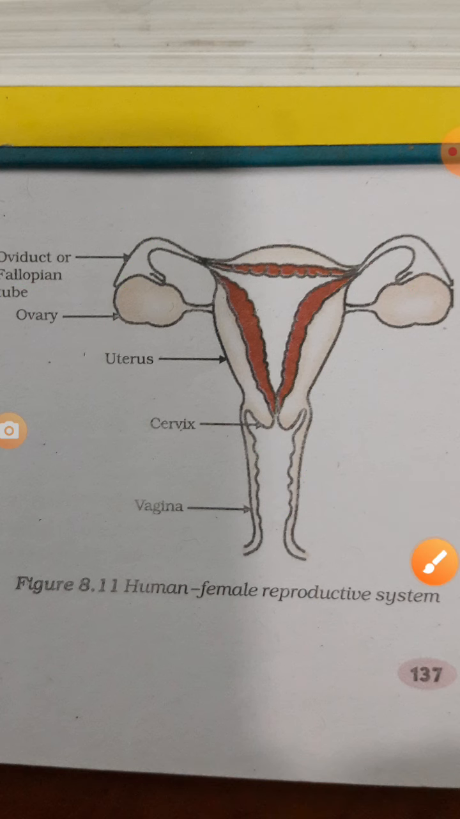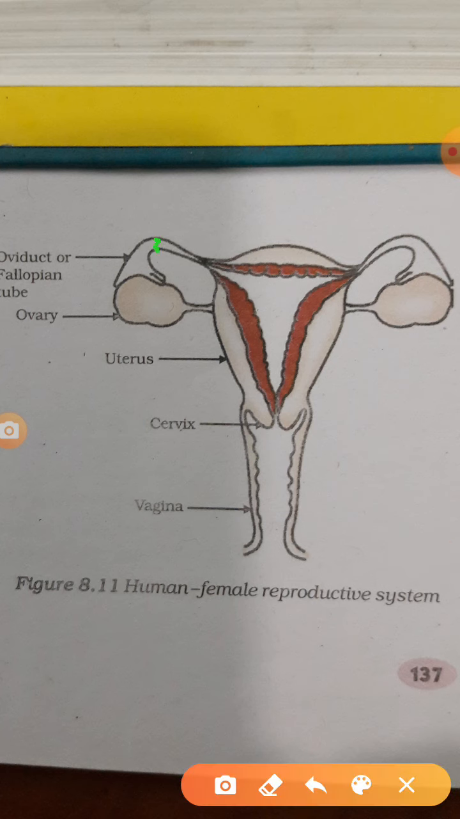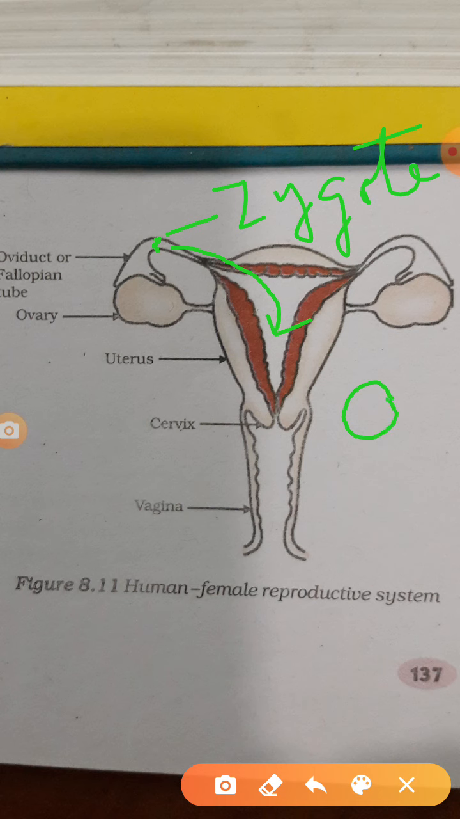After fertilization is over, the fertilized egg is now called zygote. This zygote starts traveling towards the uterus. While traveling towards the uterus, it undergoes development. The single-celled zygote, suppose this is the zygote, divides into 2, then 4, then 8, and ultimately when it comes to the uterus, it becomes a ball of cells. This is one of the stages of development of the embryo.